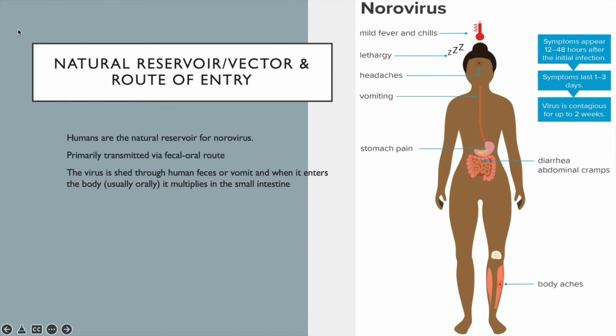You can also see how long the symptoms last. They start 12 to 48 hours after that initial infection, and they can last from 1 to 3 days. And as you can see here, it's also contagious for up to 2 weeks. So any feces or vomit from somebody who has been infected by the norovirus can still be transmitted up to 2 weeks after they've already started feeling better.